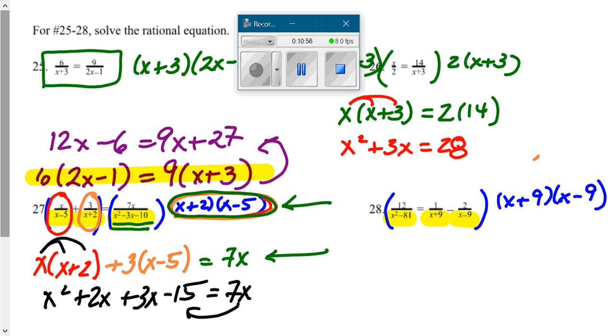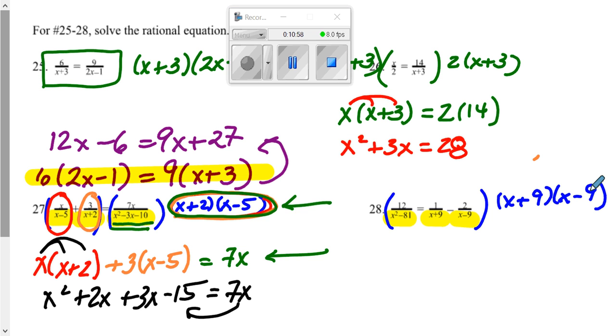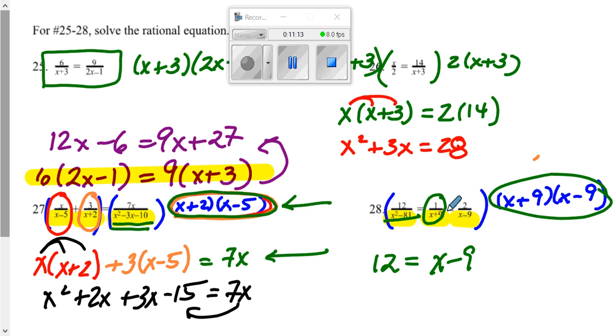I need to remember that the difference of squares is going to get canceled out by both of these. So this cancels with that when I'm distributing it to this fraction. So I just have the 12. This fraction times these, the x plus 9 would cancel. I would just have x minus 9. This minus is here, this 2 is here. But the x minus 9 and the x minus 9 cancel and just leave me the x plus 9.